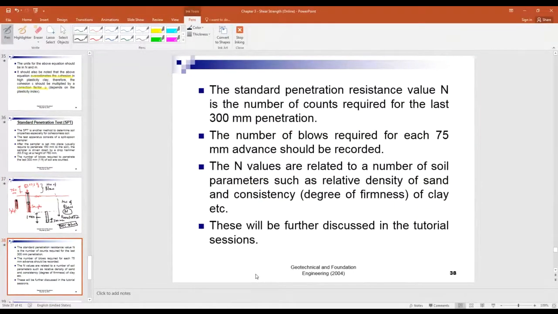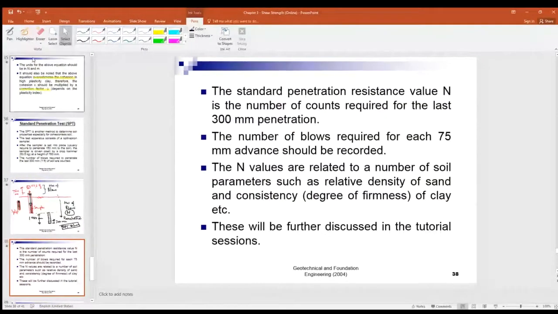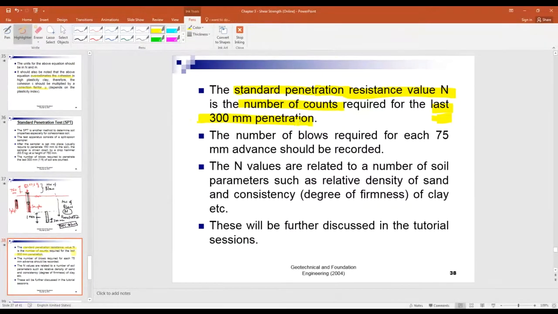Okay, so here we go. The standard penetration N value is the number of counts for the last 300 mm penetration. The harder the material, you need a higher number of counts, number of blows, right? So in other words, the higher the N value, the soil material gives you a greater resistance, a better soil.